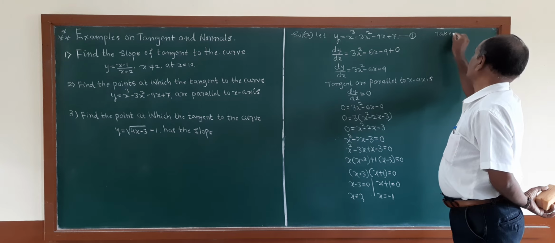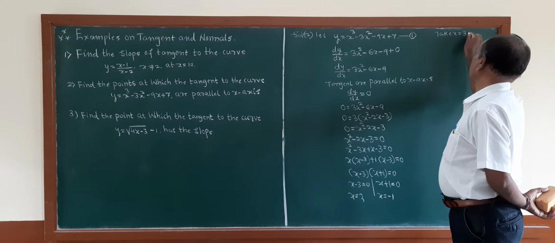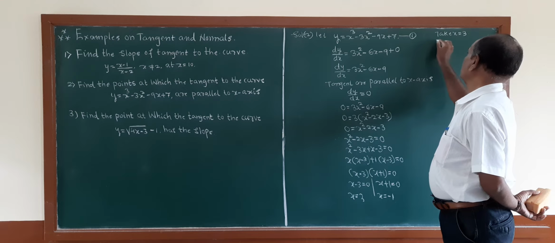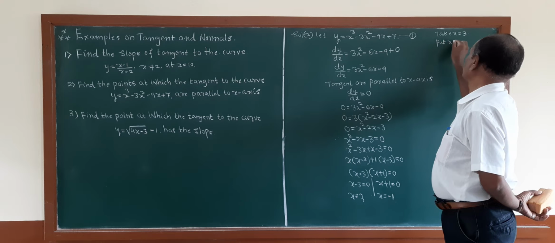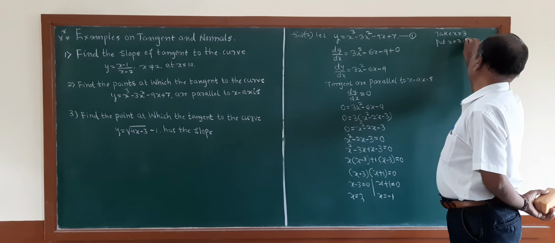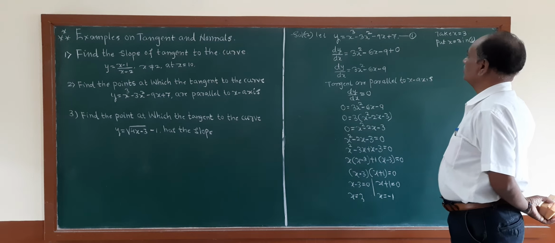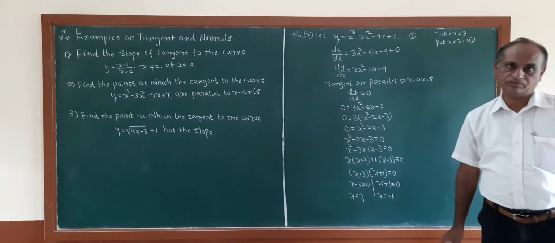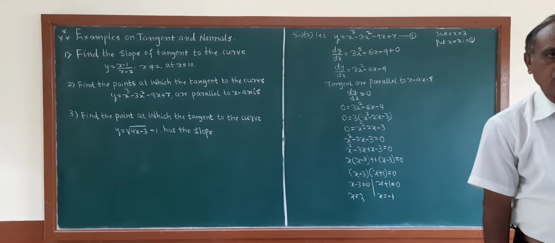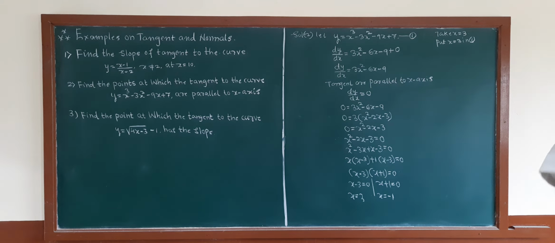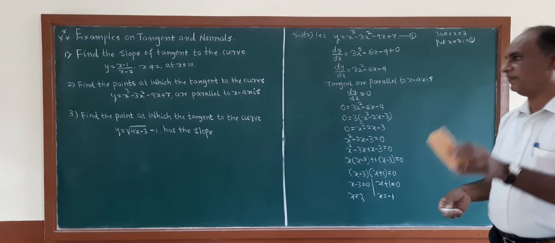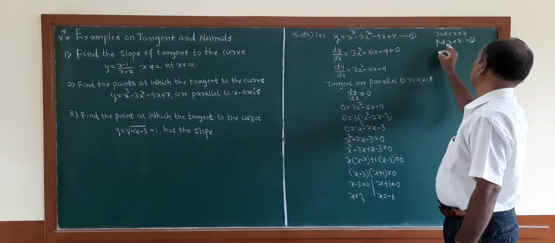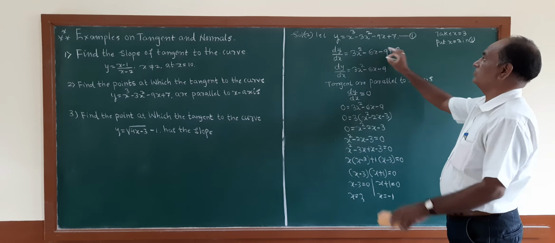Take x is equal to 3. Put x is equal to 3 in equation number 1 and we get the y value. For x is equal to positive 3 and x is equal to minus 1, we get y values. Therefore, put x is equal to 3 in equation number 1.